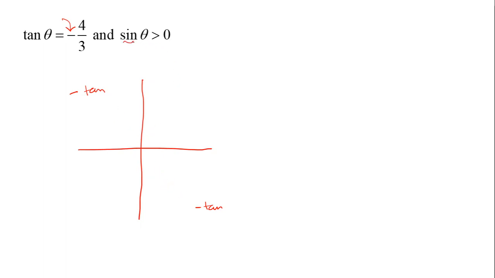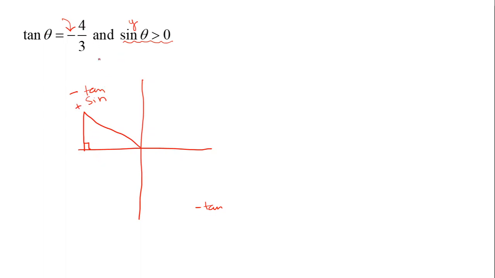So the other step is I look at this. If it says sine is greater than 0, that means my sine is positive. So remember that sine is your y value. Where is y positive? Up here or down here? This is going to end up being in the second quadrant. So this is where tangent is negative and sine is positive.